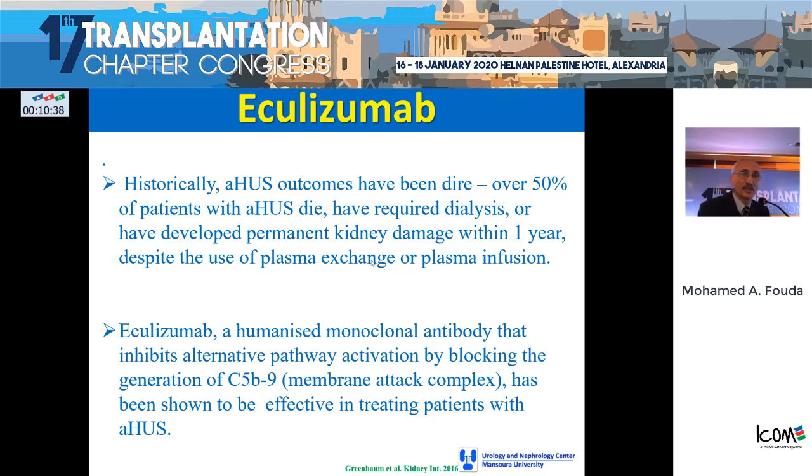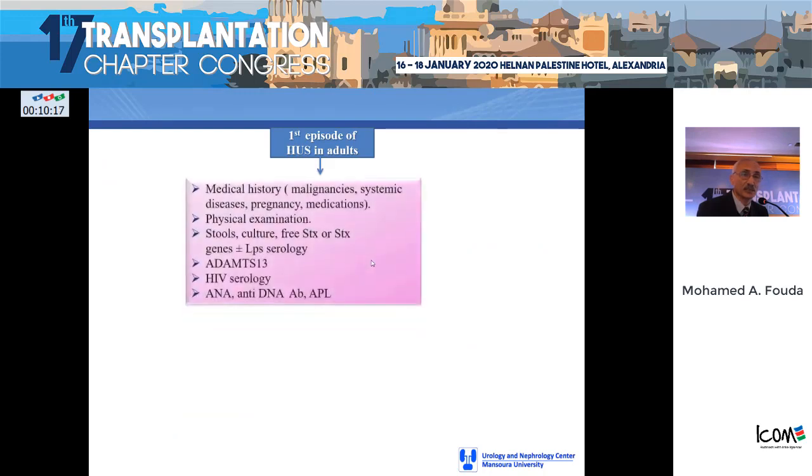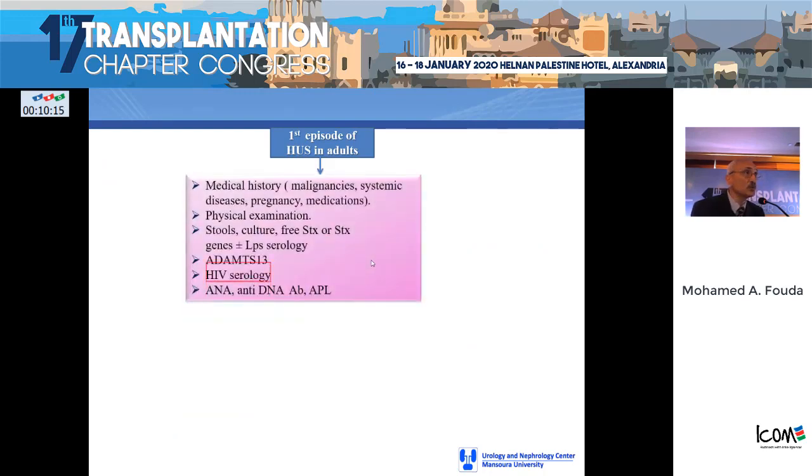Historically, atypical HUS outcomes have been dire, and over 50% of patients will die, require dialysis, or develop permanent kidney damage within 1 year of disease presentation. Eculizumab is a humanized monoclonal antibody that inhibits alternative pathway activation by blocking C5. It has been shown to be effective in treating patients with atypical HUS. This algorithm is useful in order to be aware of the different subtypes of thrombotic microangiopathy.